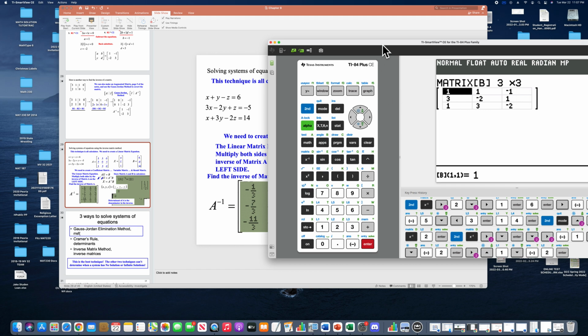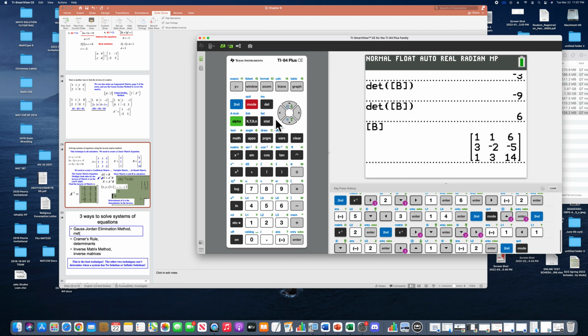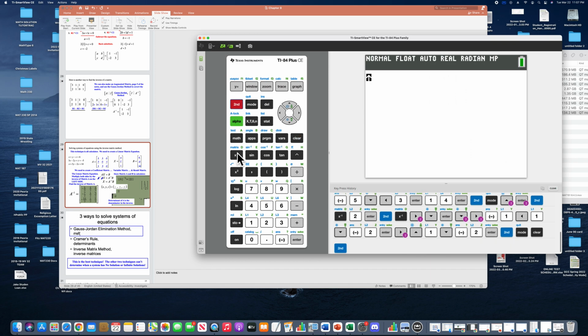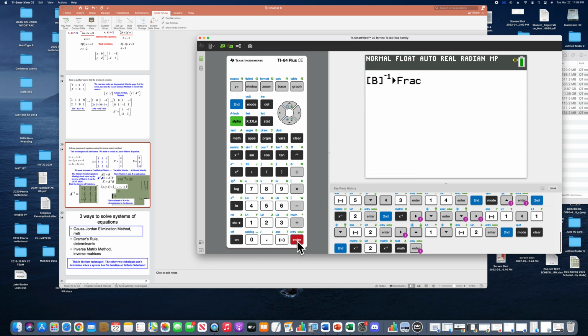Yep. Okay, so like I said, second quit. Let me clear out my screen. Second matrix, ask for matrix B. Put this x to the -1, that's asking for the inverse. Math, return your answer as a fraction. And there's all those fractional answers. So that's how you let your calculator find your inverse matrix.